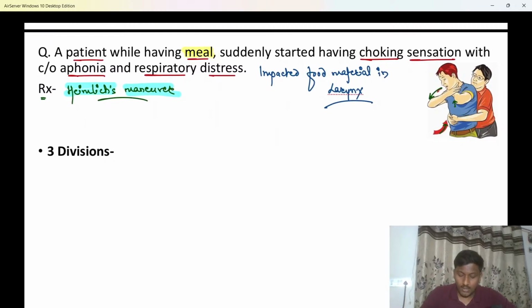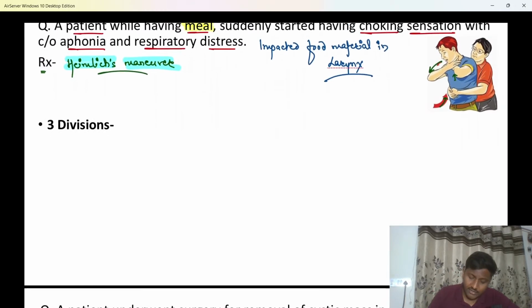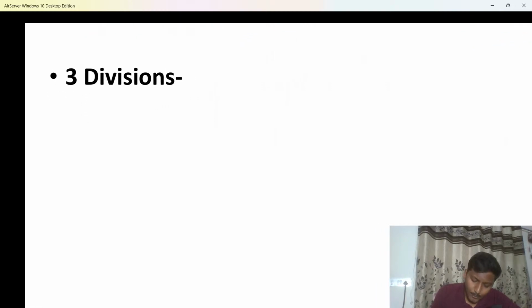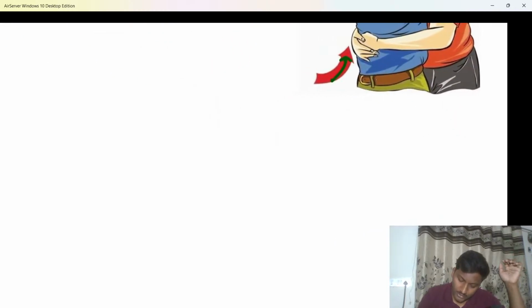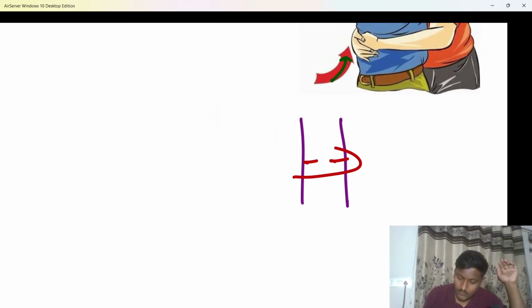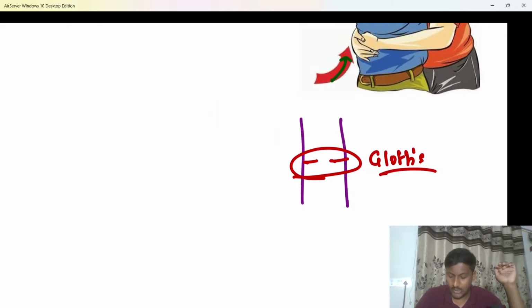Okay? Next important, the three divisions of your larynx. What are the three divisions of your larynx, beta? Please remember, the larynx is divided into three parts. First, the reference point should be, remember, the true vocal cord. So for example, this is your larynx, which is a cylinder, and these are your vocal cords here. These vocal cords, beta, are known as the glottis. The true vocal cords are called the glottis. All the area above the glottis will be called supraglottis.